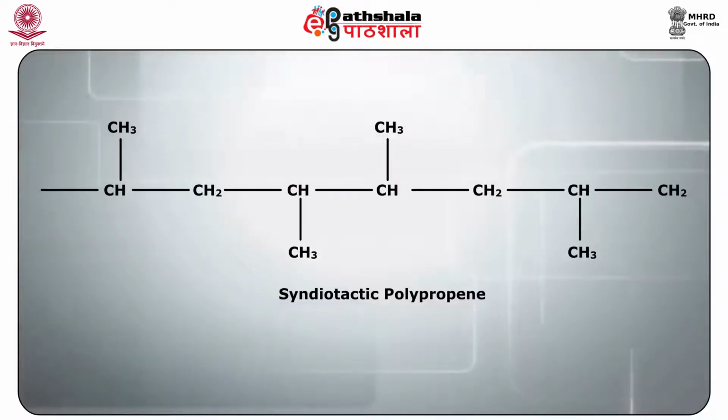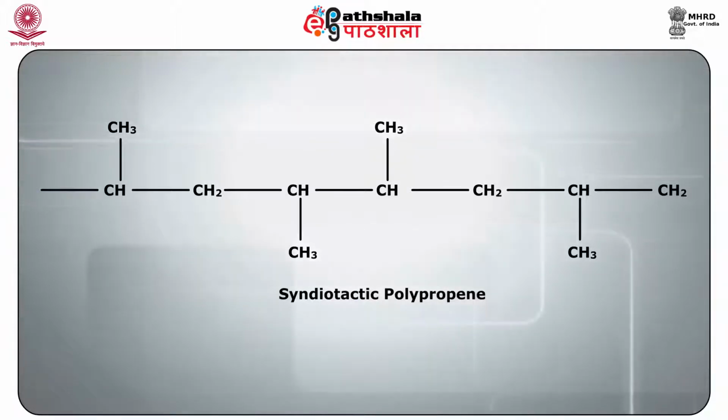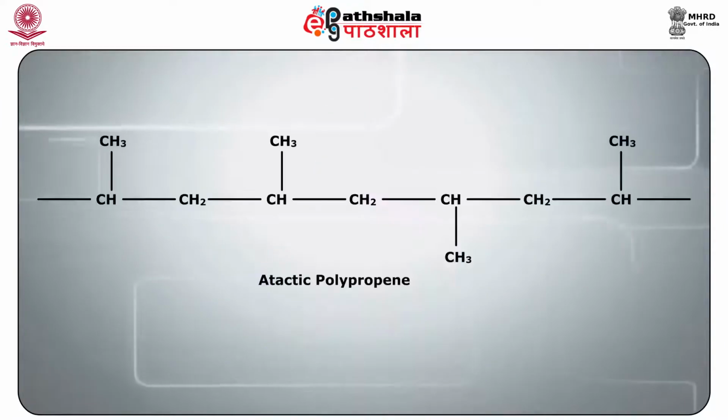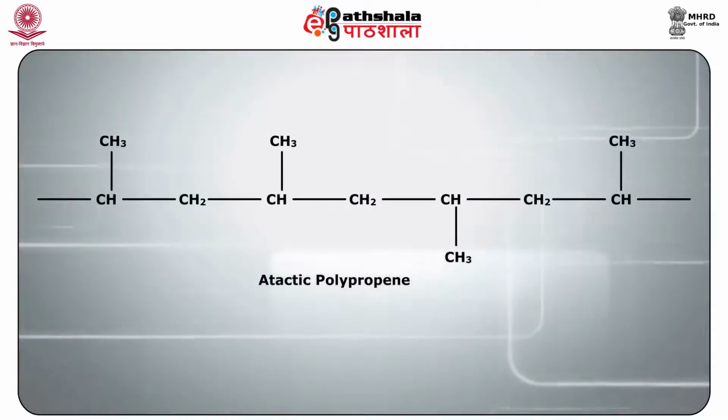Syndiotactic polymer: if the characteristic groups are arranged in alternate fashion along the main chain, then the polymer is said to be a syndiotactic polymer. For example, the syndiotactic polypropene is shown. Atactic polymers: if the characteristic groups are arranged randomly in an irregular fashion around the main chain, then the polymer is said to be atactic. Such polymers have more strength, effectiveness, and elasticity. The structure of atactic polypropene is shown.